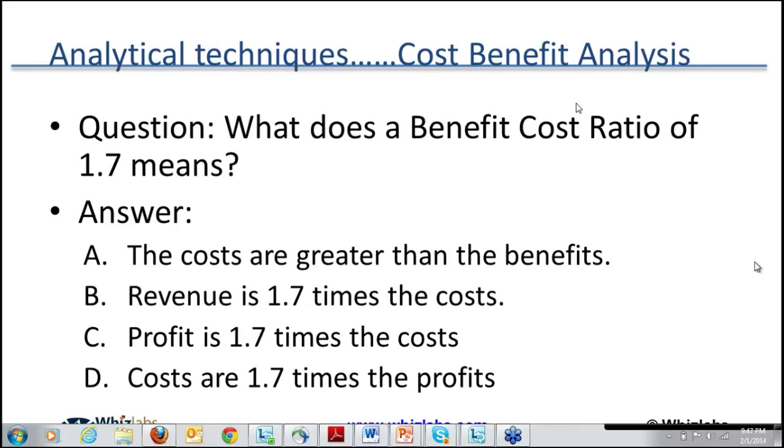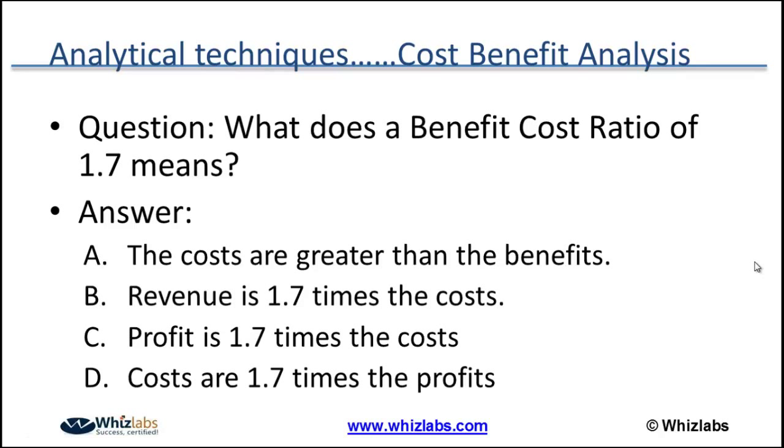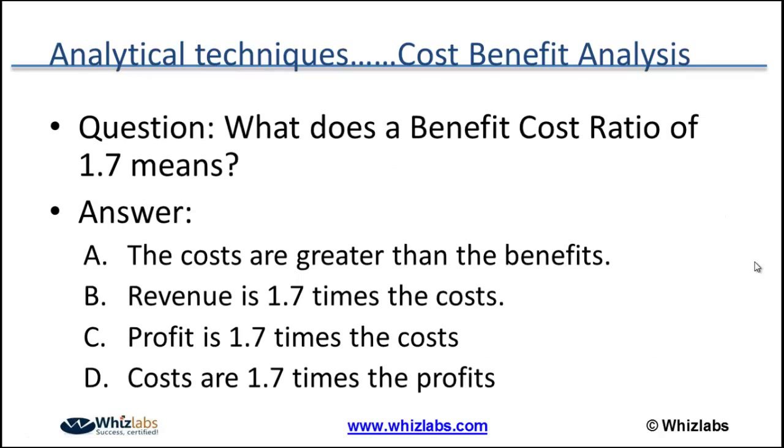Okay, so B is the correct answer here. As I said in my previous screen, for project selection we will use revenue, not profit. So cost benefit analysis will compare revenue against cost, not profit against cost. So a cost benefit ratio of 1.7 means revenue is 1.7 times the cost. That means for every $100 we will probably be getting 170 as revenue. So revenue is 1.7 times the cost is the correct answer.